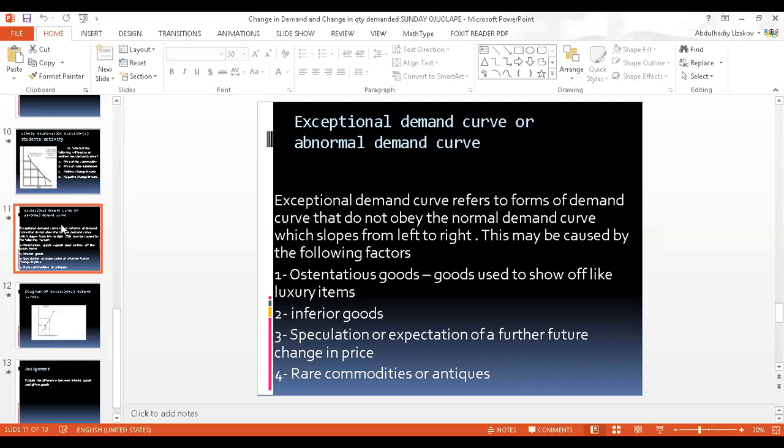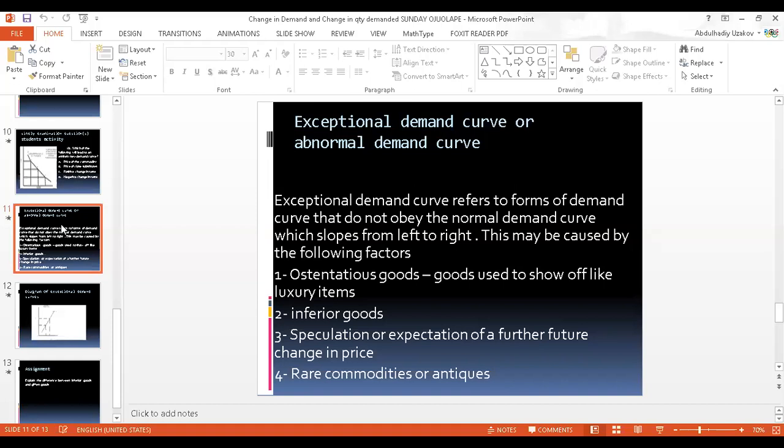Then we have the fourth, which is the last one, which is rare commodities or antiques. I know many of us have probably been to one, or you must have seen one on TV or in the movies, where they do what is called an auction. Auction, we have it as an abnormal demand situation. It is an exceptional demand situation, because the item on auction actually goes to the highest bidder.